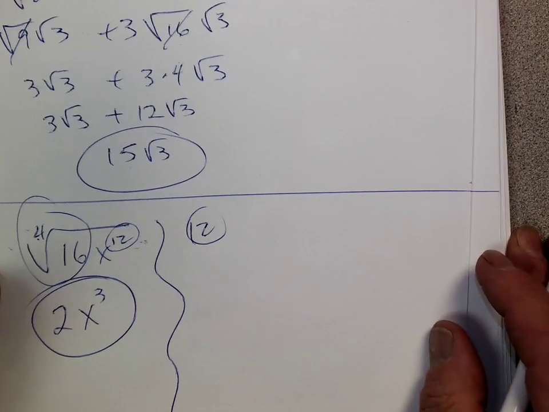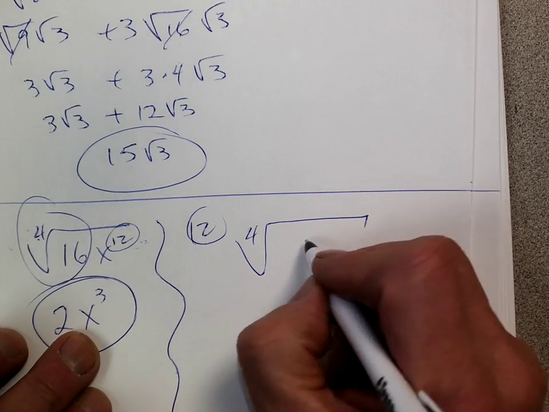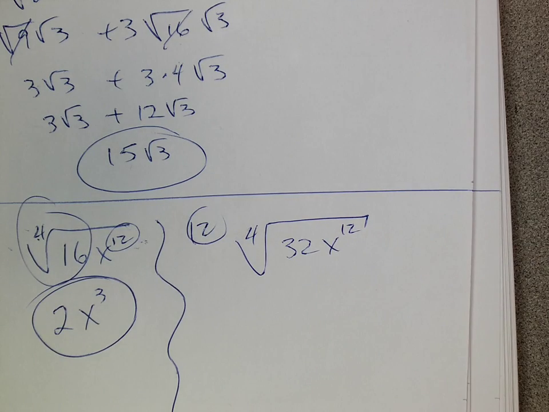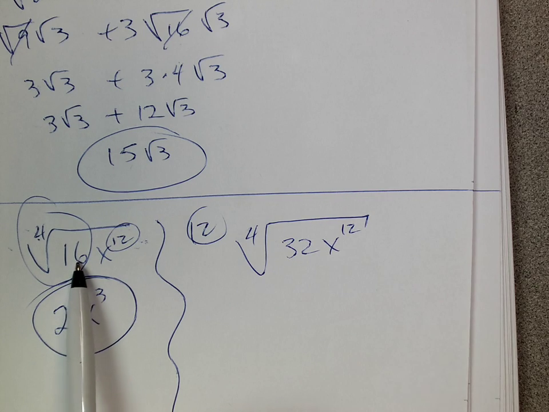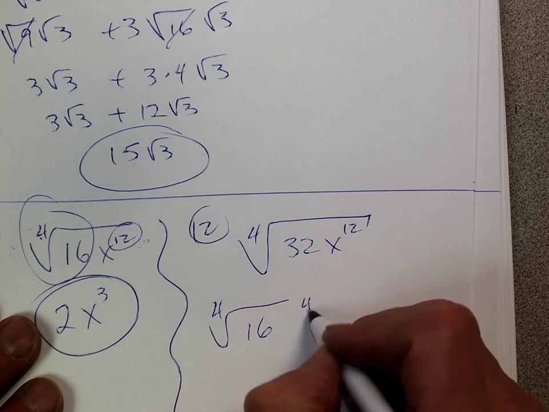Let's see what I got for 12. Okay, 12. 4th root of 32, x to the 12th. It's almost the same kind of problem, isn't it? Except there's no 4th root of 32. But there is a 4th root of 16, right? So what if I wrote this as the 4th root of 16 times the 4th root of 2?